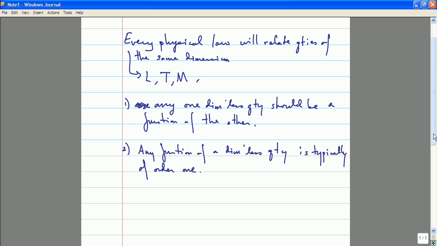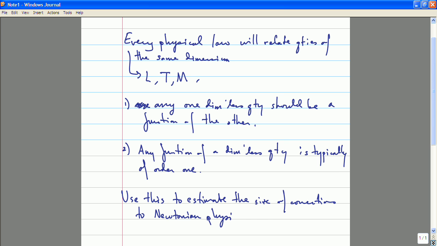And what I would like to do today is to take this one step further, and I would like to use this to estimate the size of corrections to Newtonian physics from quantum mechanics and from relativity. So I remind you that, of course, our goal in this course is to understand the modifications to Newtonian dynamics that one has to consider in special relativity and in quantum mechanics.